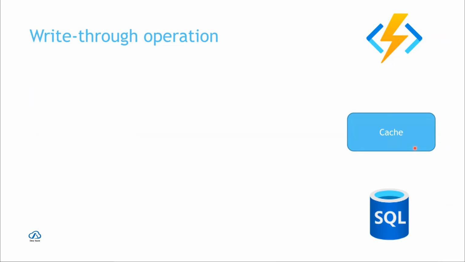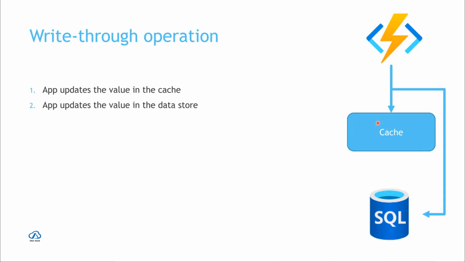Now for the write-through operation, when we have an update process, the application is going to update the value in the cache. At the same time, it's going to update the value in the data store. It's going to add a little bit more latency, of course, but we are sure that the data is updated in the cache and in the SQL database at the same time.